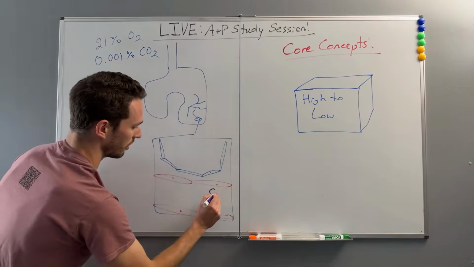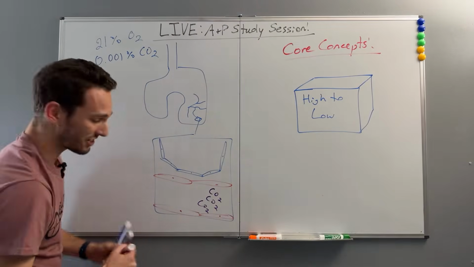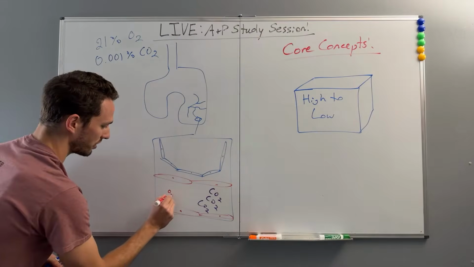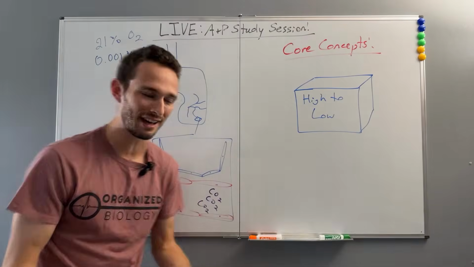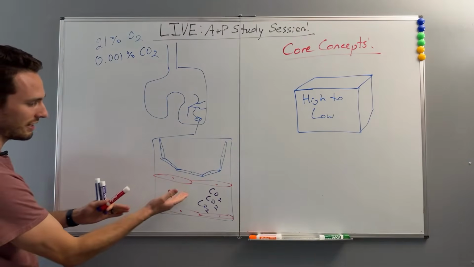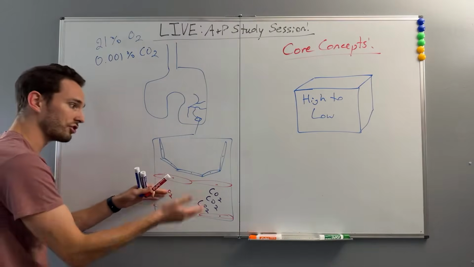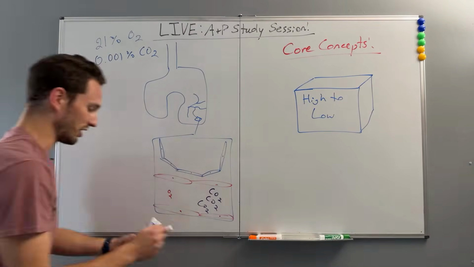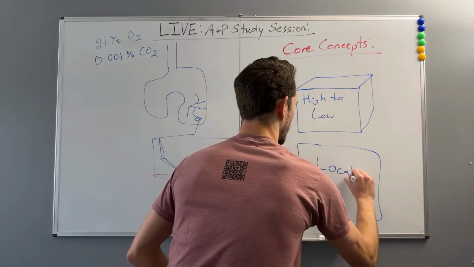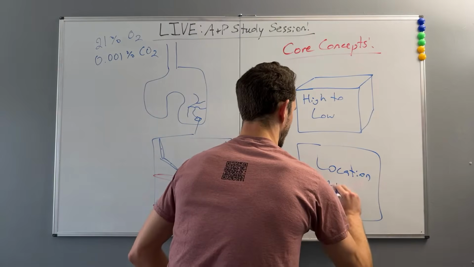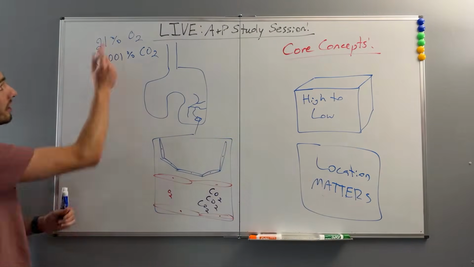So CO2 will be relatively abundant in the bloodstream when it gets to this point. And oxygen will be relatively low at this point, because your cells have used up all the oxygen. They've been burning it up, making some ATP energy. Now we need to ask, what's the concentration of CO2 and oxygen compared to this other location? That's another core concept: location matters. Location matters a lot.